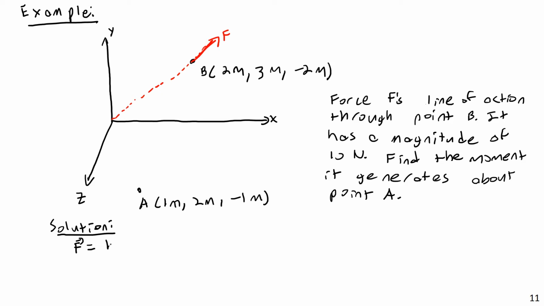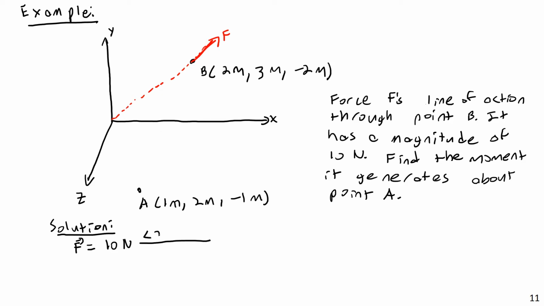And this is going to be 10 newtons, but then it's times the lambda, or the unit vector of the force. And I'm just going to bake that into a single calculation here. The lambda is going to be the displacement vector from here to here, the line from the origin to point B, divided by its magnitude.